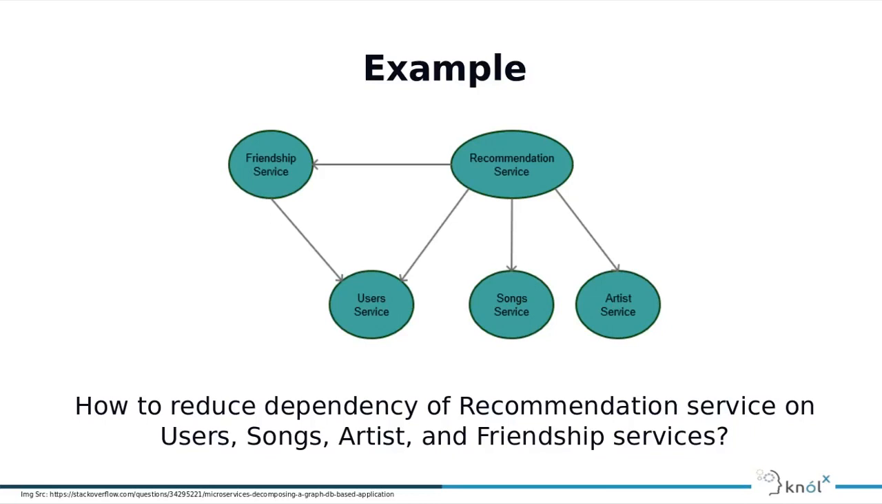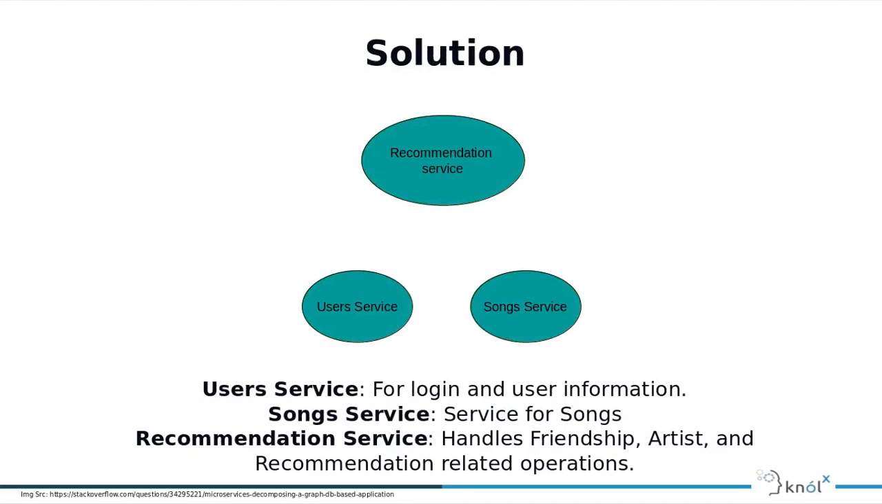Okay, let's take a look at the solution first and try to understand what exactly we can do here. So what we can do is simply have 3 services which are totally independent of each other. First one is your users, second one is songs, and last one is the recommendation service. Now the user service, we can use just for login and user information, right? I just want to log into the platform. I don't need the recommendation service there, right? I can simply create a login API there.